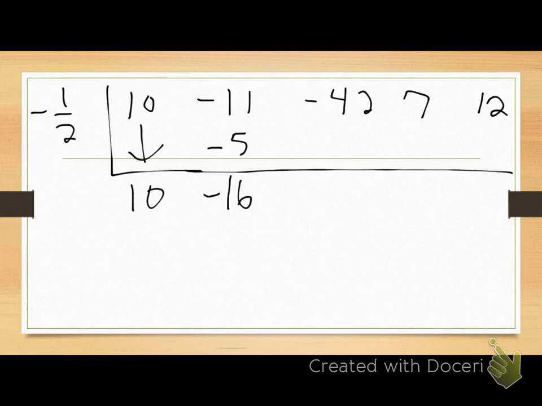Negative 1 half times negative 16. Positive 8. Negative 42 plus 8. Negative 34. Negative 1 half times negative 34. 17. 7 plus 17. 24. Negative 1 half times 24. And 12 plus negative 12. Hooray! We did it!